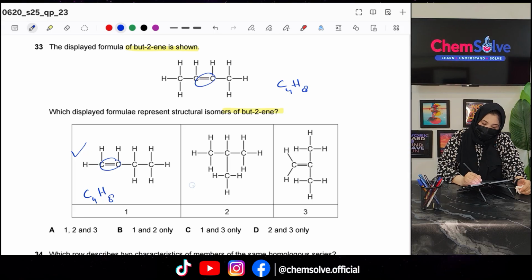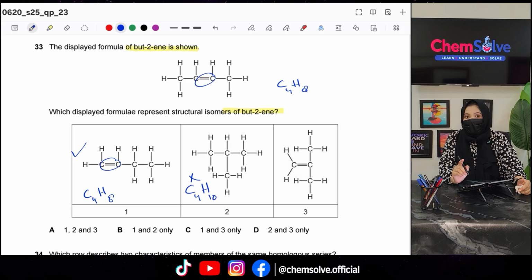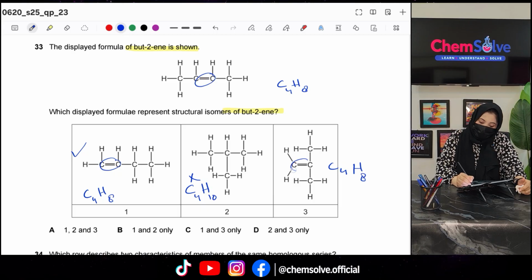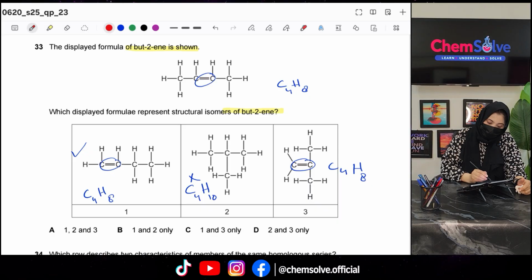Here 4 carbon and 10 hydrogen. That is not correct. It should have the same atoms as the one shown in the question. So here 4 carbon, 8 hydrogen, and also there's a double bond. So 2 is not correct. If 2 is not correct, then A couldn't be the option, B couldn't be the option, D couldn't be the option. So the correct one is option C.